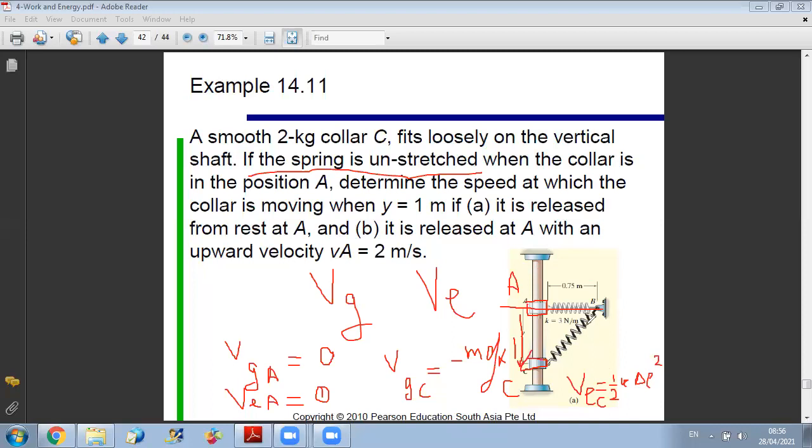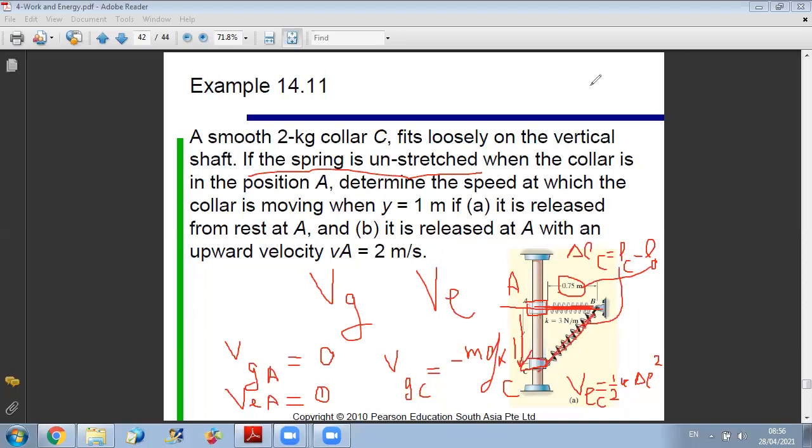To determine the stretching at C, what is the definition of delta L? Delta L is the total length of the spring, so L at position C, minus L0. L0 is the unstretched length. It is the length at position A because at A it was unstretched, so L0 is 0.75.